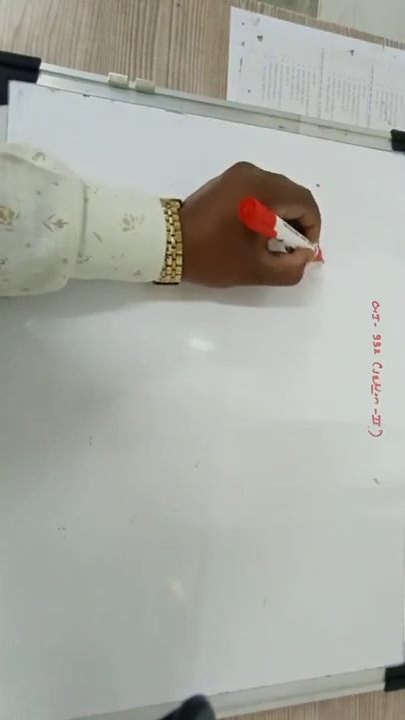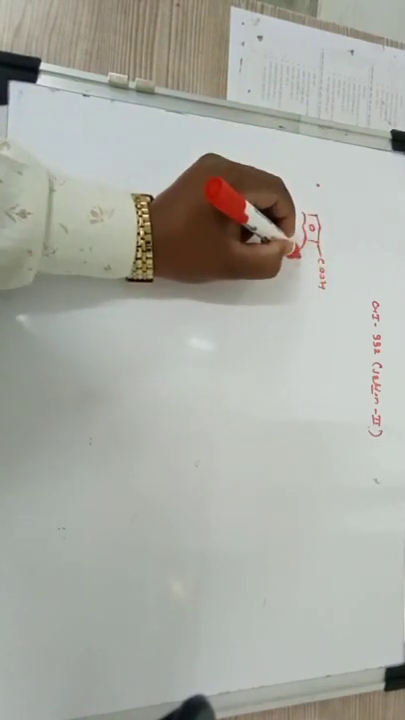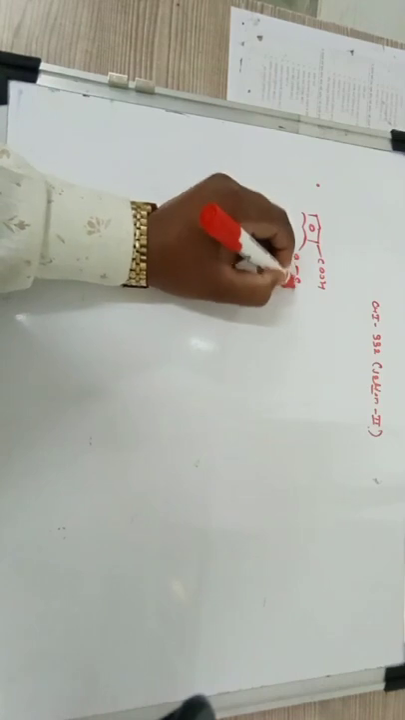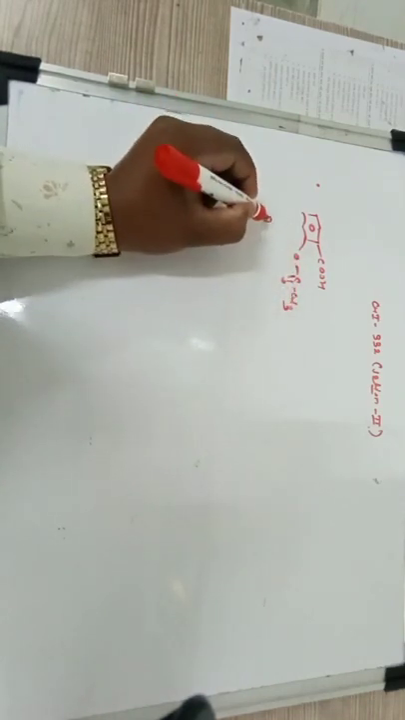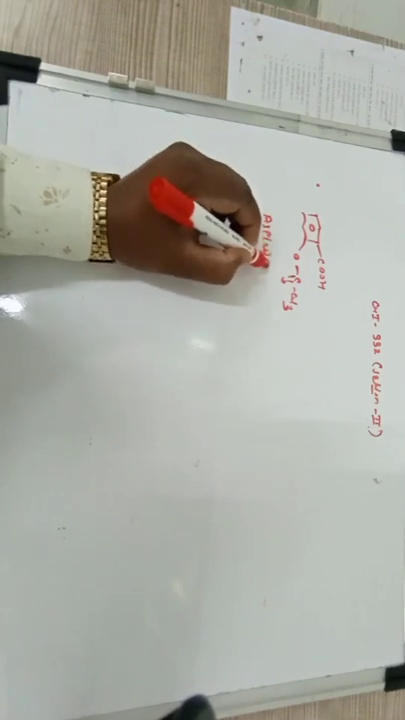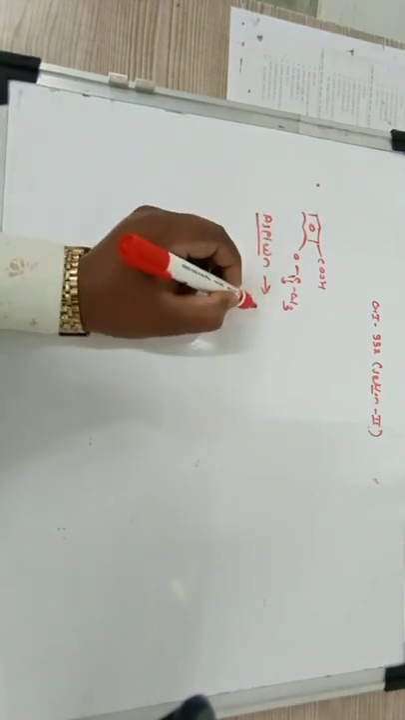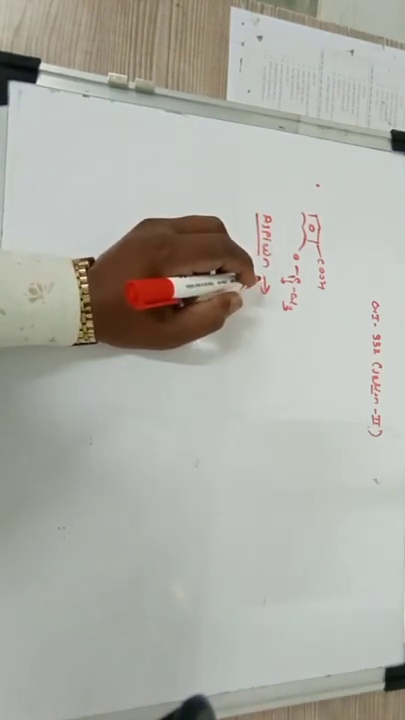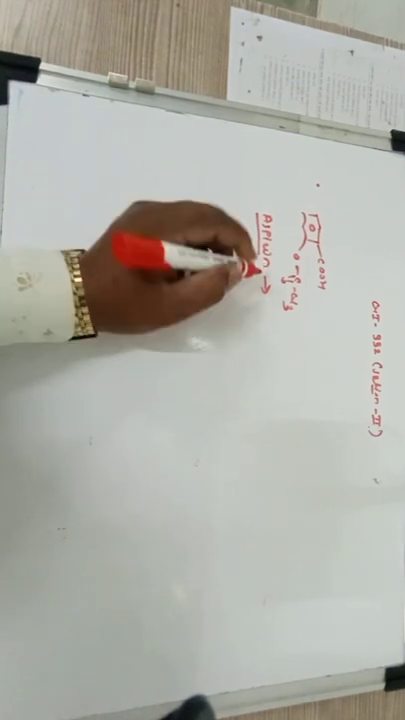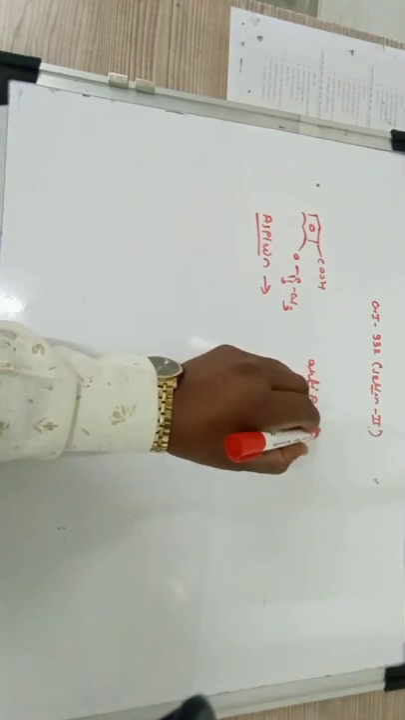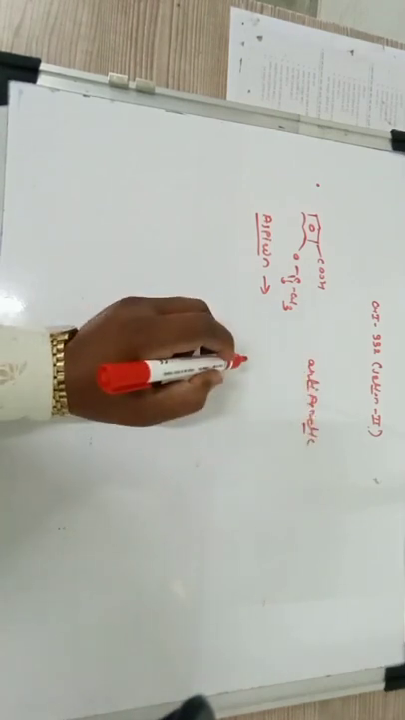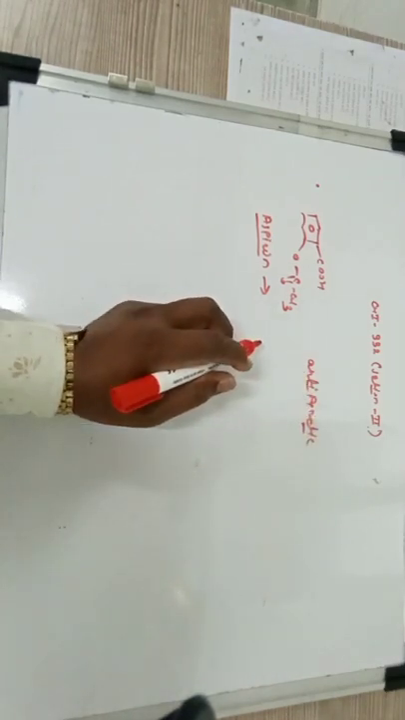acid, aspirin, O C double bond CH3. So, this is your chelating agent. Aspirin is also a chelating agent. It is acetyl salicylic acid. It is used as an antipyretic.